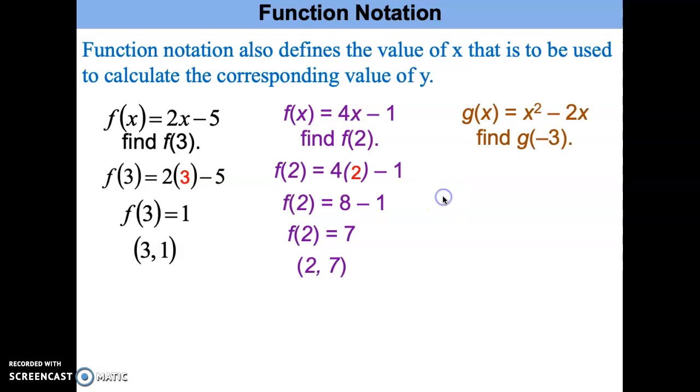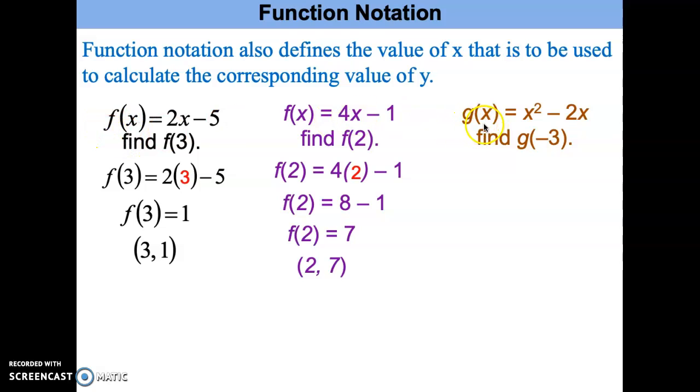Let's look at one more. In this case, we don't have f of x. Now we have g of x. It's the same thing as saying f of x, guys. The only difference is the name of this function is g. The name of these two functions was f. It's just a different name, but it's the same thing.